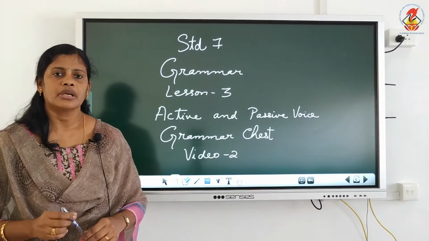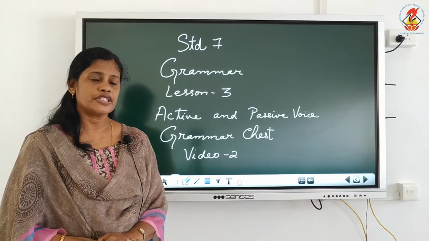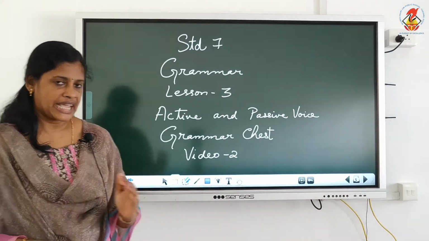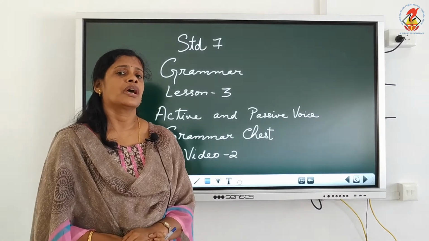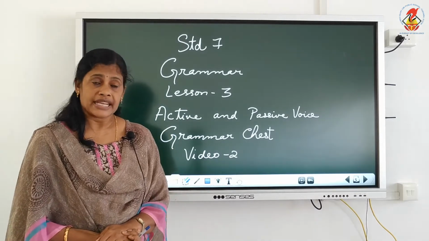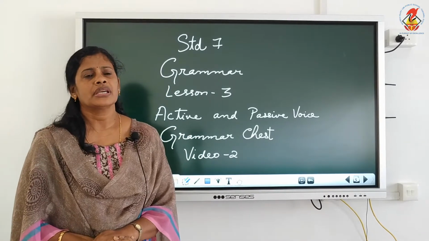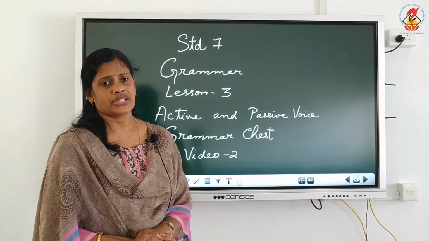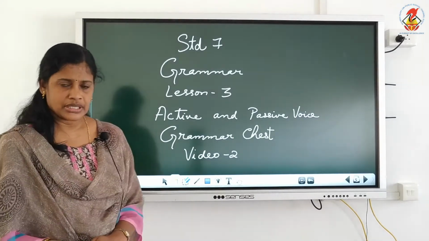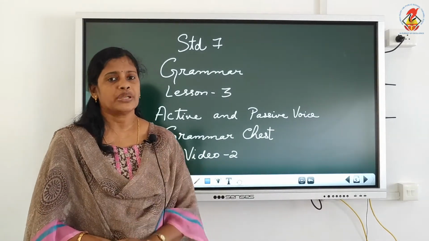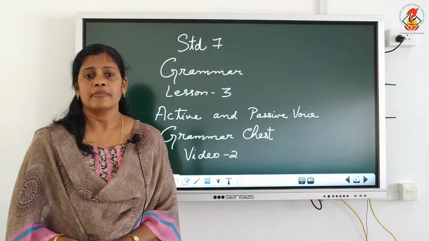Hello children. So we are continuing with the lesson active and passive voice. In the first video you saw what is an active voice and what is a passive voice. The difference: in active voice the subject does the action, in passive voice the subject is the receiver of the action. When we convert a sentence from active to passive voice, we generally use the word by, and only transitive verbs can have passive voice.